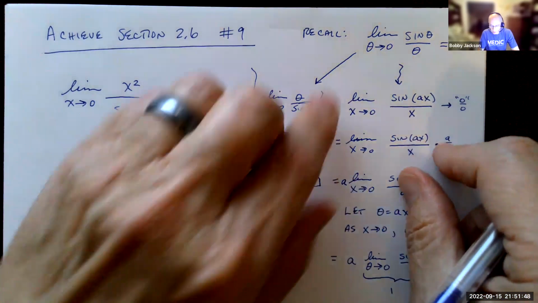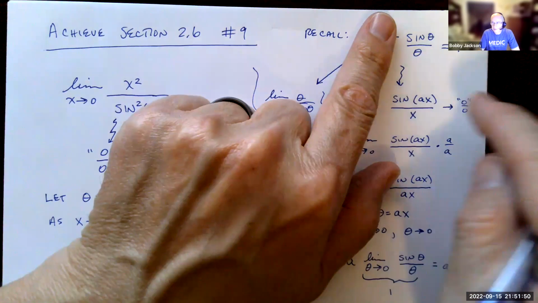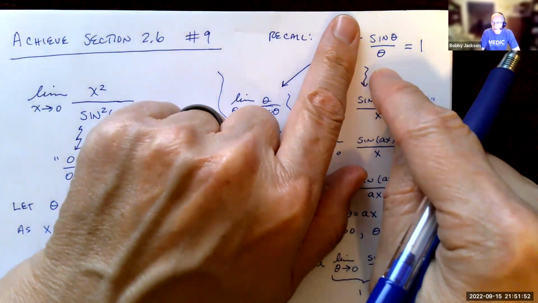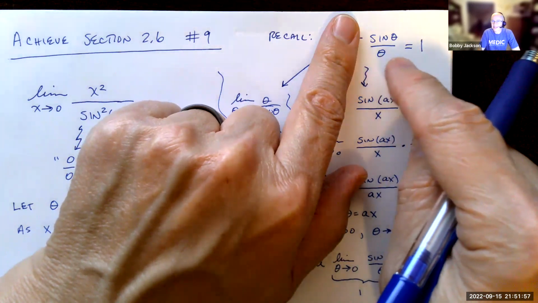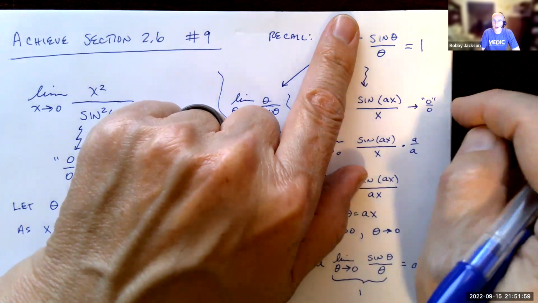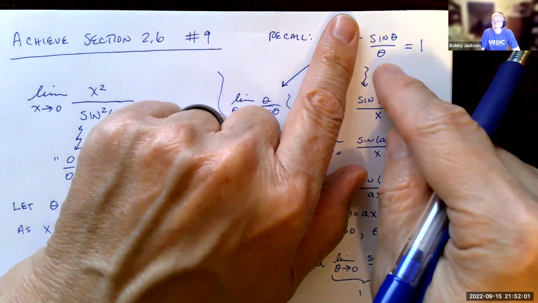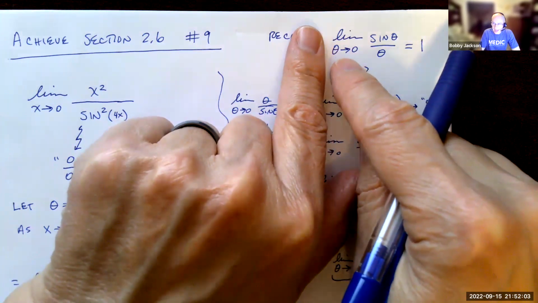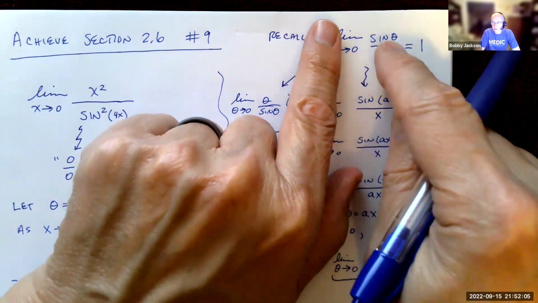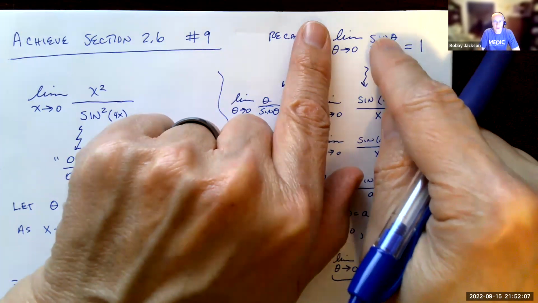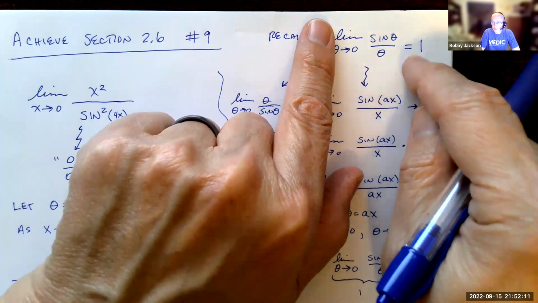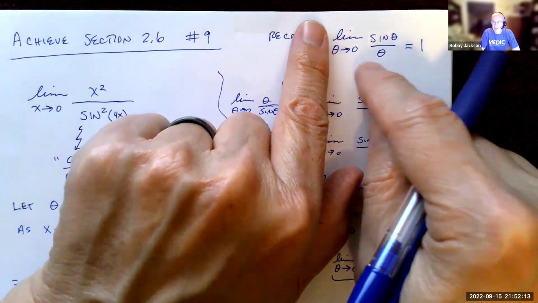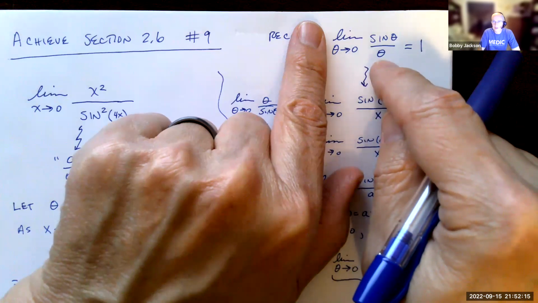Keep in mind, it's very important to realize that if I get rid of that limit sign, sine theta over theta equals 1 is false. Sine theta divided by theta is never equal to 1 for any value of theta, okay? The whole thing is that as theta gets closer and closer to 0, the form of this is approaching 0 over 0, but that ratio is getting closer and closer to 1, right? So the limit as theta goes to 0 of sine theta over theta is 1.